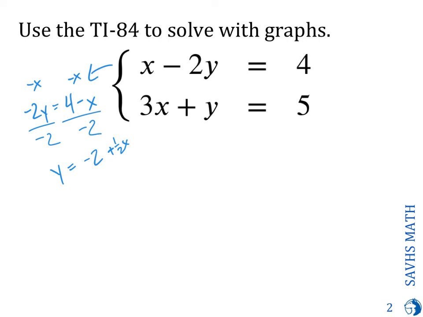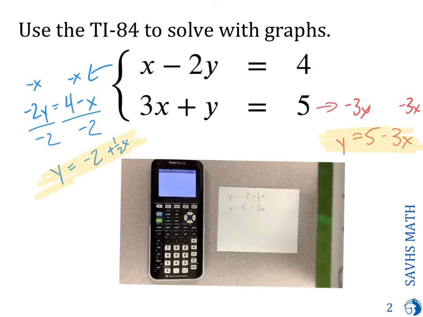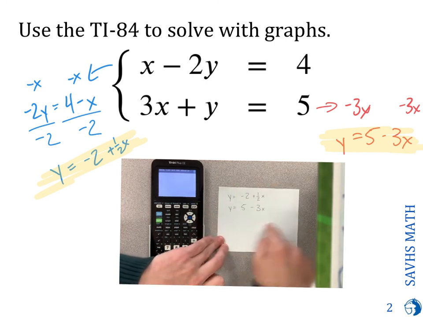Going to do the same thing over on the other side for this equation. So this time I'm going to subtract 3x on both sides. And then I'm going to be done. So I'm going to get y equals 5 minus 3x. Okay, so now I'm just going to highlight the fact that I now have this one with y by itself and this one with y by itself. That's going to let me put these into my graphing calculator. So watch the next part, and I'm going to show you how to do that as well as solve this with your TI-84.